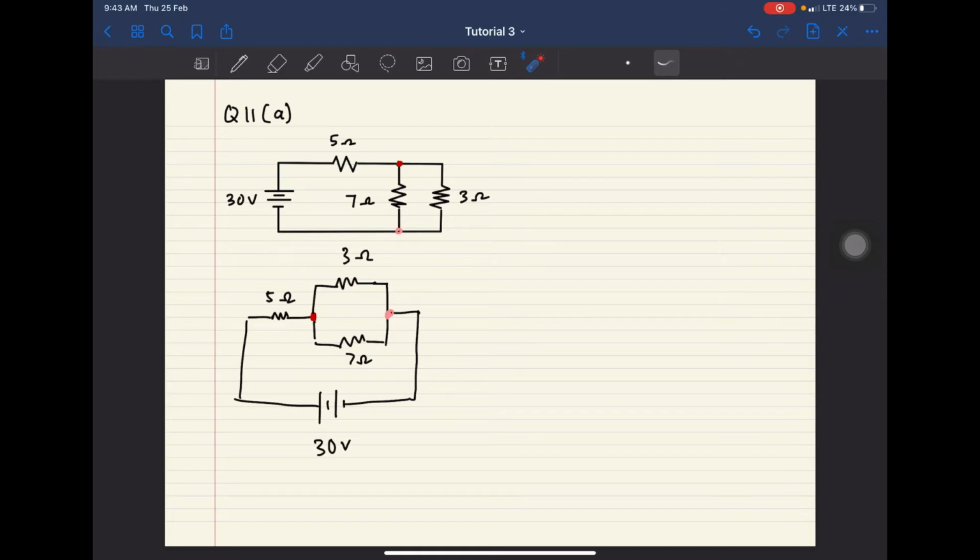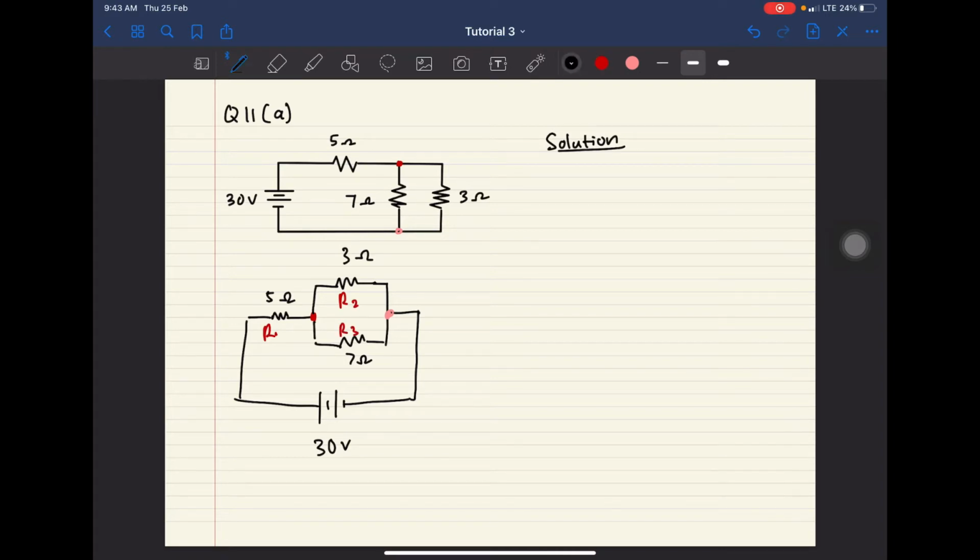Before you start calculating, make sure you double check your number of junctions and resistors. Here you have 2 junctions, so the 2 junctions tally up. Make sure you have 3 resistors as well, so 1, 2, 3, so it should be okay. Now you can start to calculate the solution here. Okay, maybe it's best if I rename some of my resistors here.